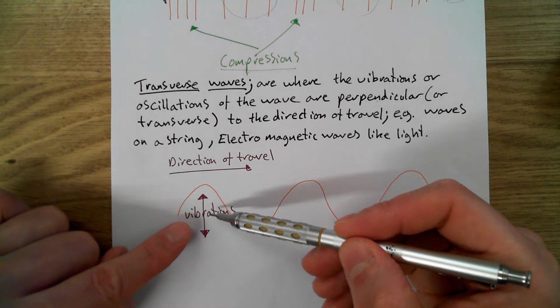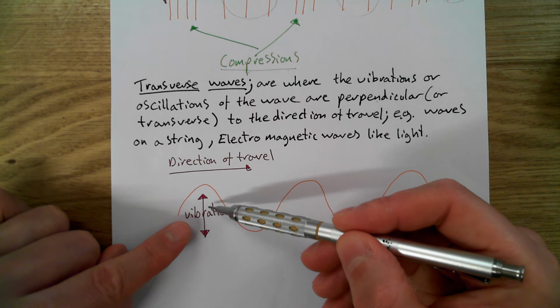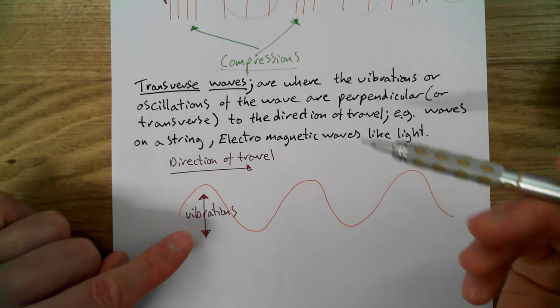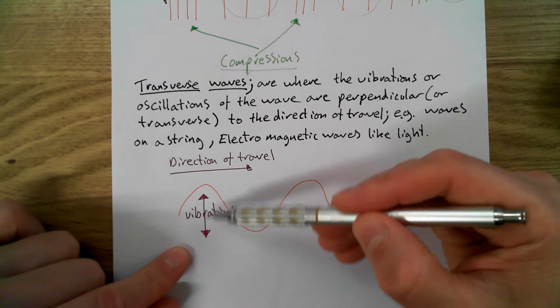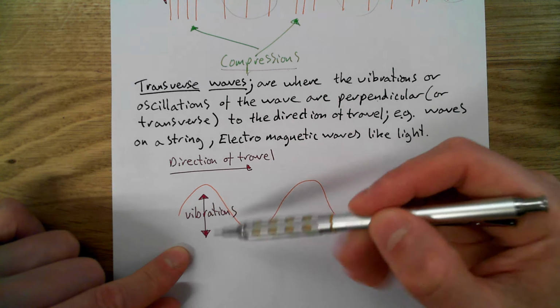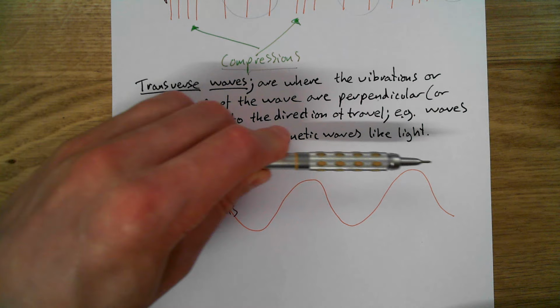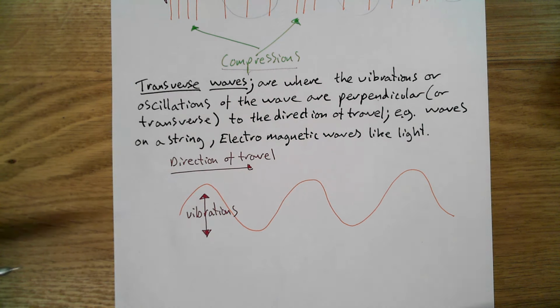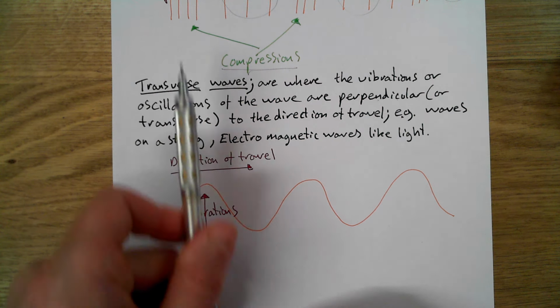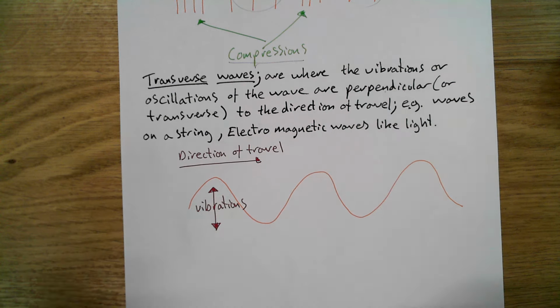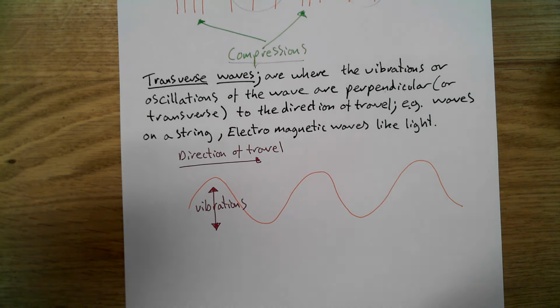Okay, so back to transverse. Remember, the difference between transverse and longitudinal is primarily the vibrations. Can you see they're up and down in this diagram? And yet the wave is traveling this way. Okay, so the vibrations are like this as they travel along. Again, if I show you a computer demonstration of that in a second, perhaps it'll be easier to see.